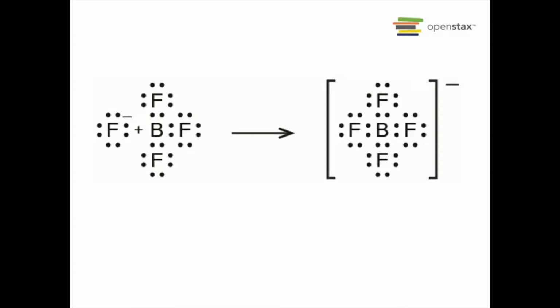So this is showing us the BF3 molecule acting as a Lewis acid. So it's accepting a pair of electrons from a fluoride ion.